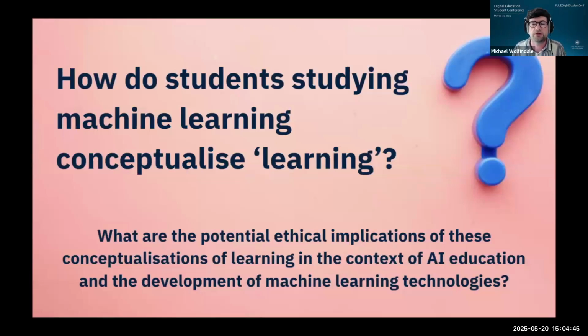So broadly, I wondered how these ideas might shape machine learning students' ideas about learning. And it led me to my main research question. How do students studying machine learning conceptualize learning? But furthermore, what might be the potential ethical implications of such conceptualizations in the context of AI education and the development of machine learning technologies, especially if, for example, these ideas might emphasize control and work against student autonomy?